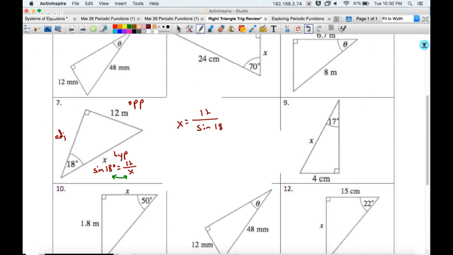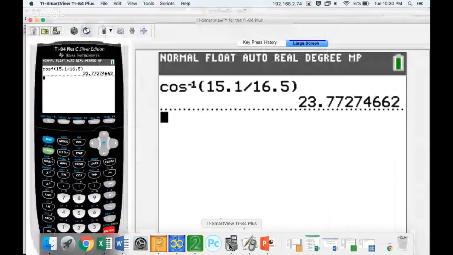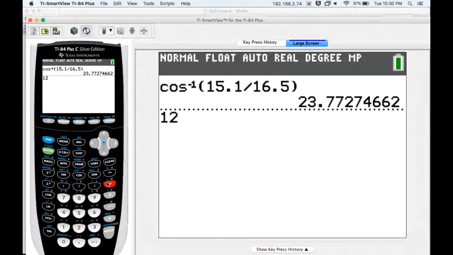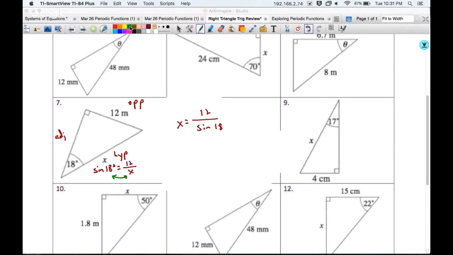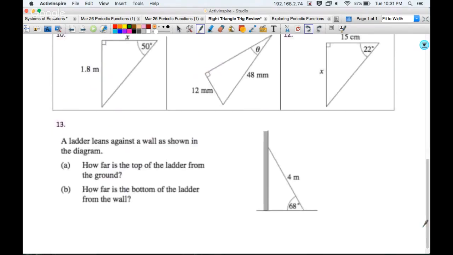This can just be plugged into our calculator. 12 divided by sine of 18. That's 38.83 for x. So this is 38.83 meters. And that's all that's asking us to do. Let's go do one at the very bottom of the page.